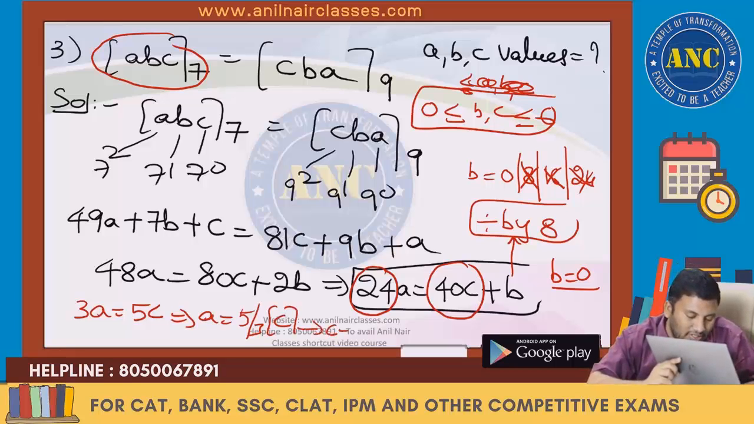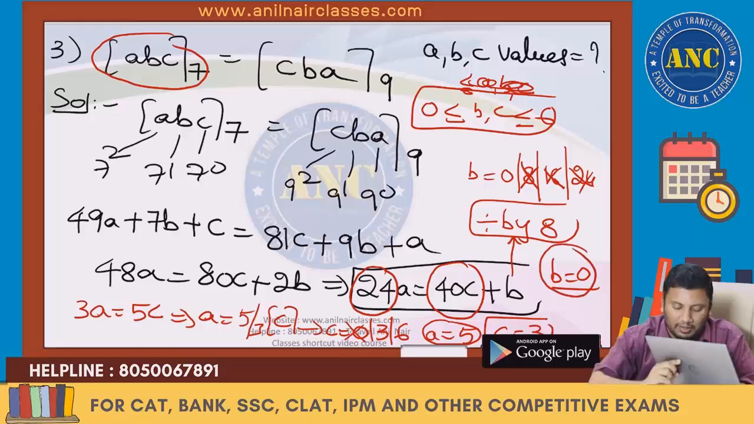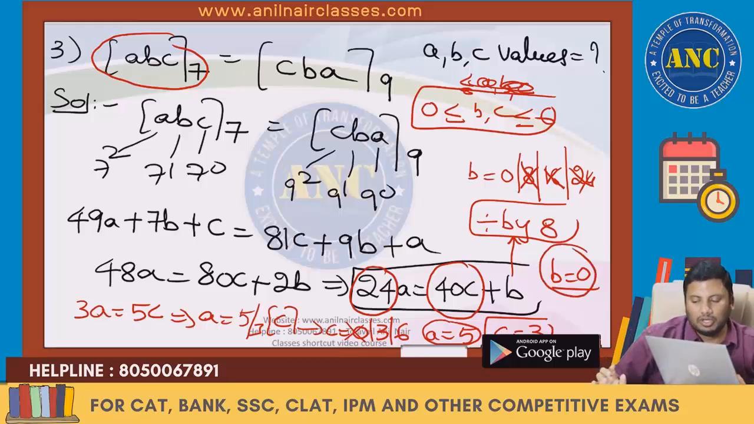C should be divisible by 4. C is 0, C is 3, C is 6. So if C is 0, A will be 0, not possible. If C is 3, A will be 5, possible. If C is 6, A value is 10, not possible. That means A value 5, C value equivalent to 3 and B value equivalent to 0. So how many values can it take? A 5, B 0, C 3. Please let me know if this is clear to you.